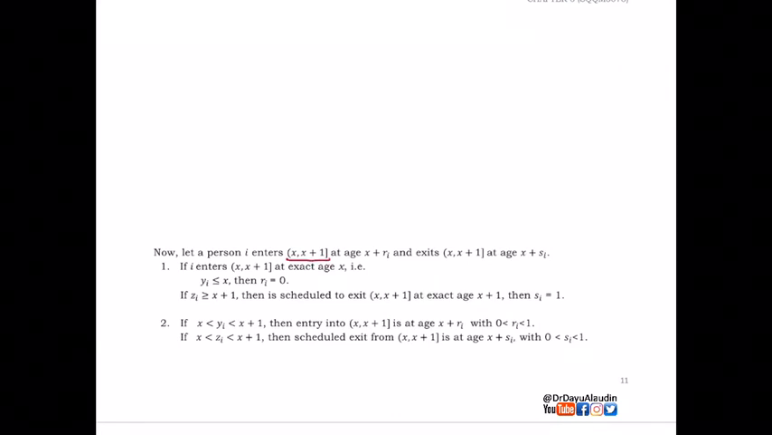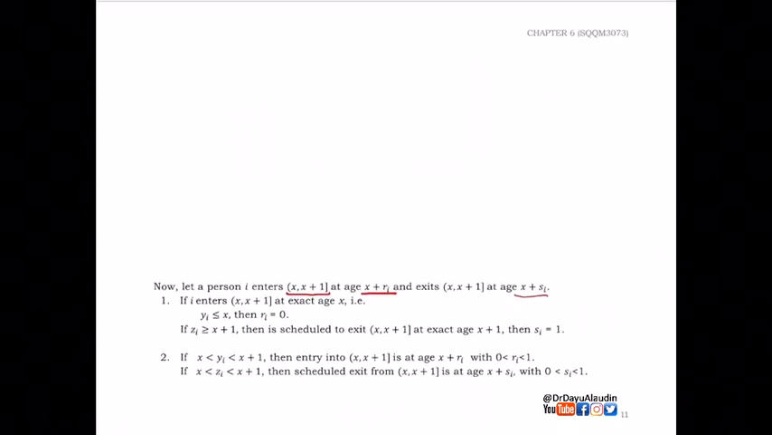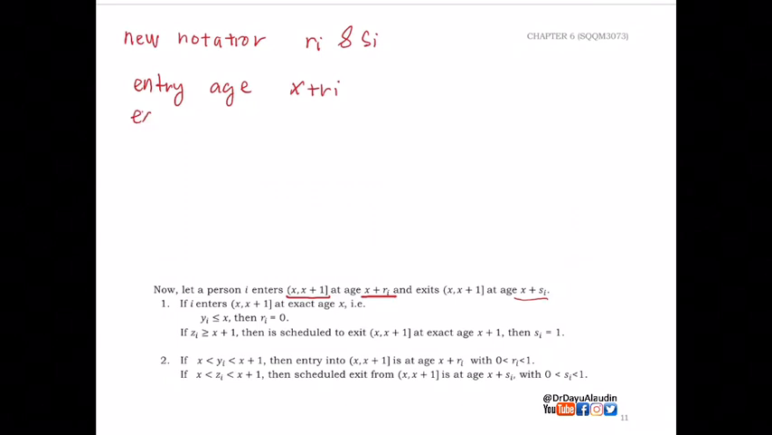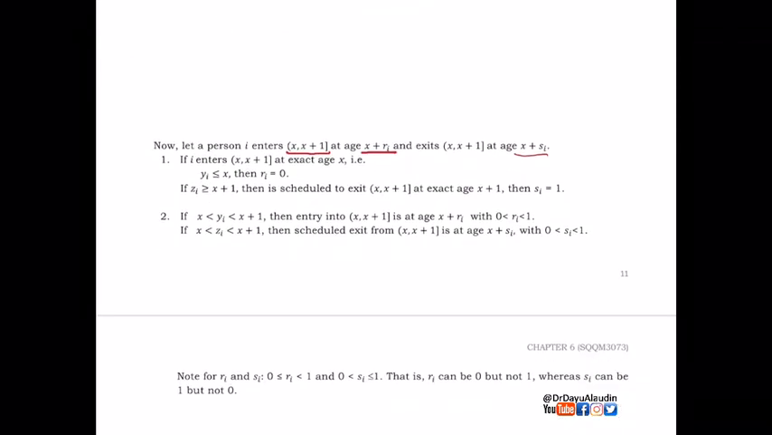Now let a person i enter x and x plus 1. This is the interval estimate. And at age x plus ri and x plus si. So we have a new notation here, ri and si. So the entry age is x plus ri and the exit age is x plus si. How to determine ri and si?